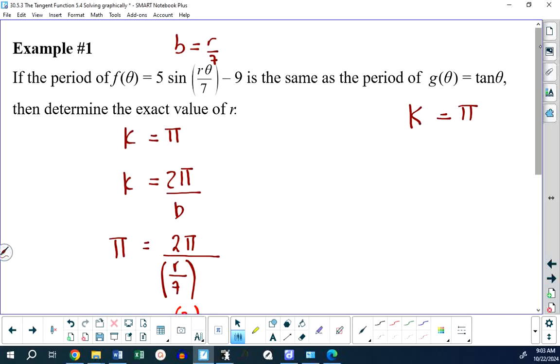There's a way to kind of reason it out, and I see a couple of you nodding, some of you not, some of you looking at me with glazed eyes, but that's okay. We can always do it using the rules. The period of this graph is always 2 pi over b for sine, and we're told the period is pi. So we found the value of r using that.